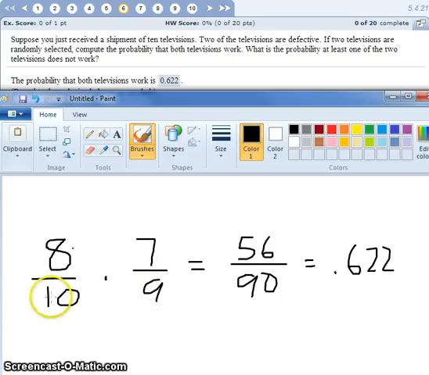So the probability of getting a working one on your first choice times the probability of getting a working one on your second choice gives you the probability that they are both working. And that reduces to 0.622.